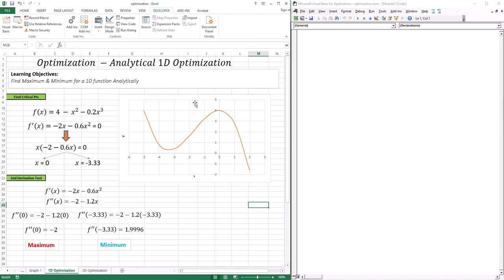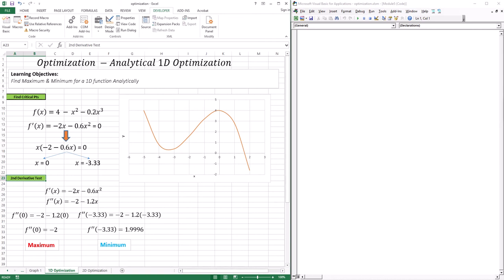When you're doing a 1D optimization analytically, it really boils down to two steps. You're finding the critical points, basically where the derivative is equal to zero, and you're also enacting the second derivative test to classify whether you have a maximum or a minimum. So let's see how this is going to work. The function that I'm going to be dealing with is 4 minus x squared minus 0.2 x cubed, and this is the function that you see on the side. By visually inspecting this, we have a maxima here and we have a minima here.